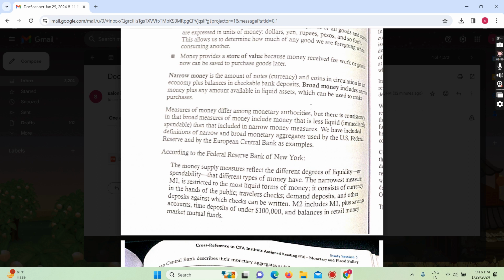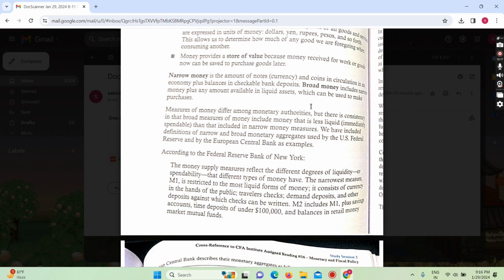So, what is narrow money? It is the amount of notes, currency, coins, plus the balance in the checkable bank deposit.